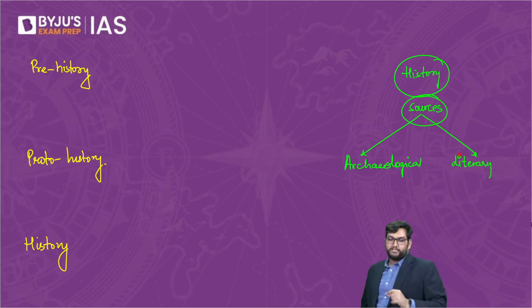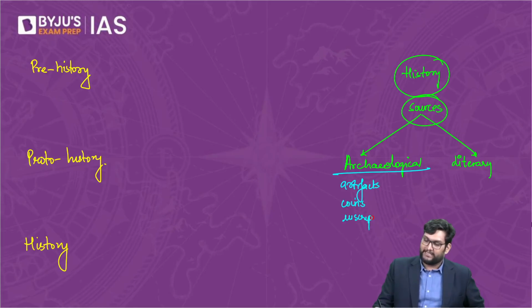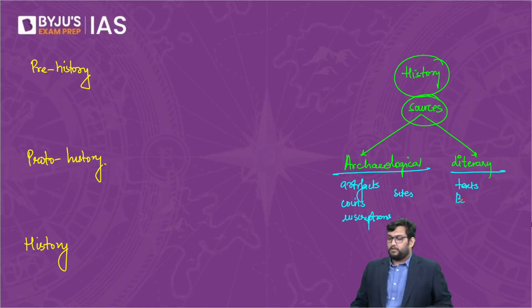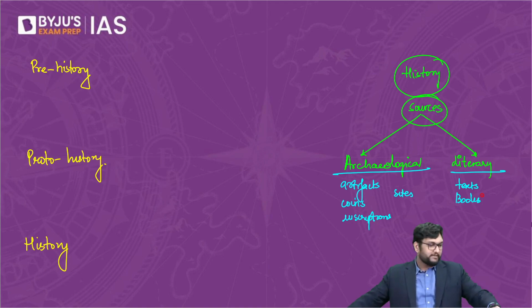Now, archaeological means artifacts, coins, inscriptions, sites. Literary means texts, books. Numismatics and epigraphy, it is called. The study of coins is called numismatics. The study of inscriptions is called epigraphy.